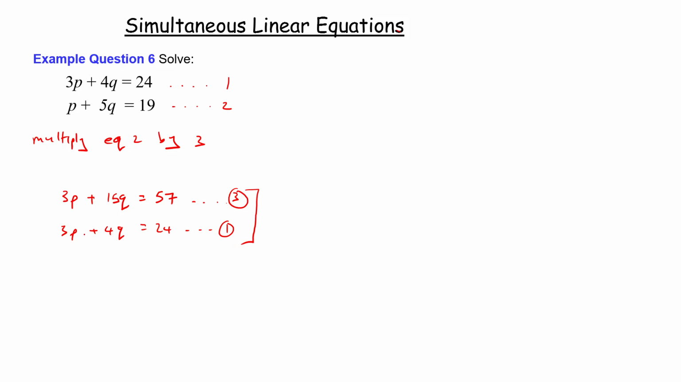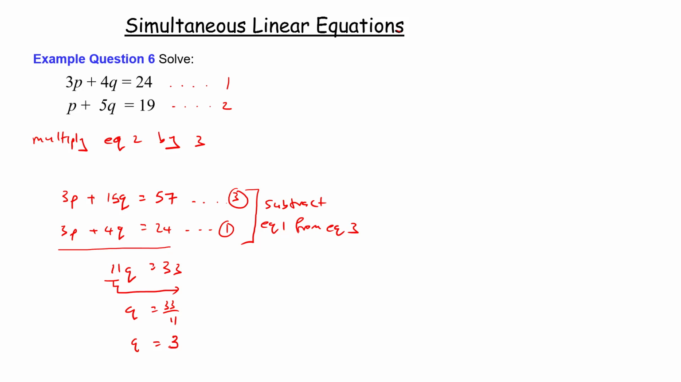Now I've got 3p and 3p. They've got the same sign, so this time I'm going to subtract equation 1 from equation 3. So let's do that. Draw a line under it. 3p minus 3p is nothing. 15q minus 4q is 11q. And 57 minus 24 is 33. So we can take the 11, just times q, and make it divide on the other side. q is equal to 33 divided by 11. So q is equal to 3.